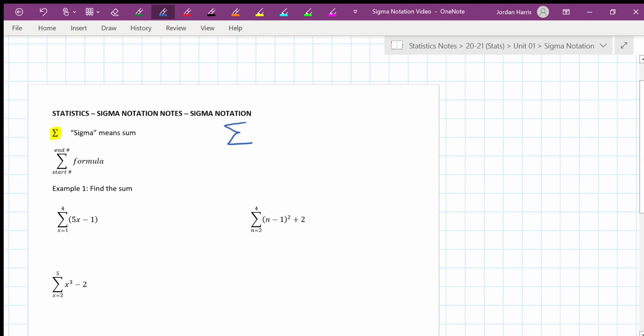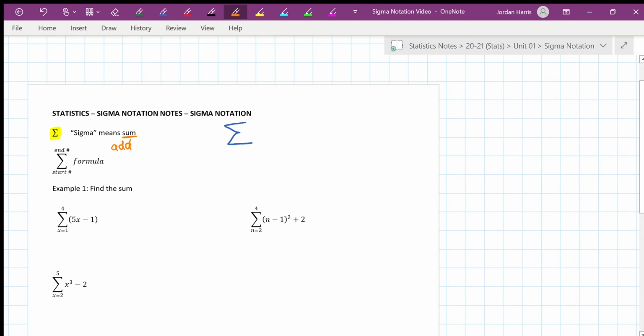It means sum. It's telling you some formula you're going to do a sum of. So whenever you see this shape, this sigma, capital sigma to be specific, you need to be thinking sum. You're going to be adding things up. Remember that sum means add.